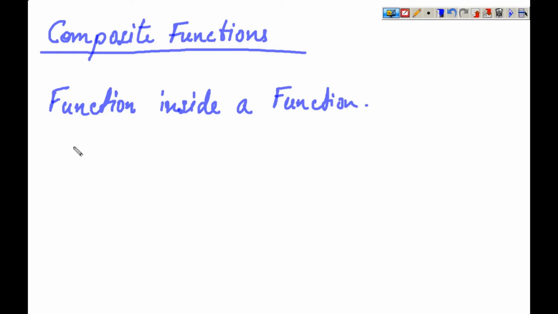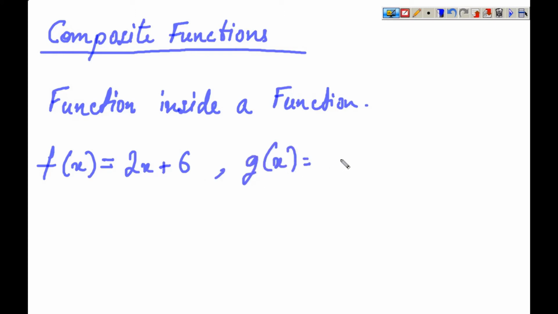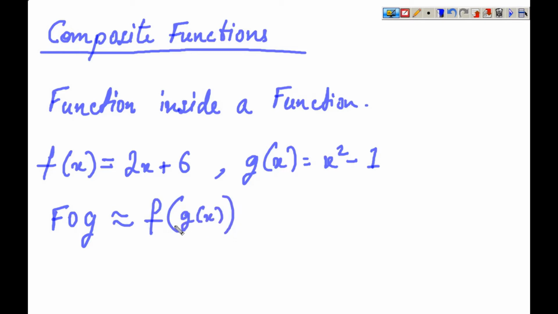So let's look at this by an example. Let's say we have two functions. One of the functions is f of x is equal to 2x plus 6, and then we have another function g of x which is equal to x square minus 1. So we need to find f of g. Mathematically it is written as function f and then g of x. So that means f of g of x.